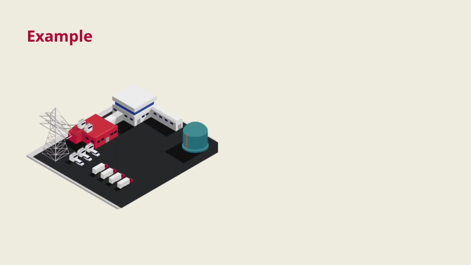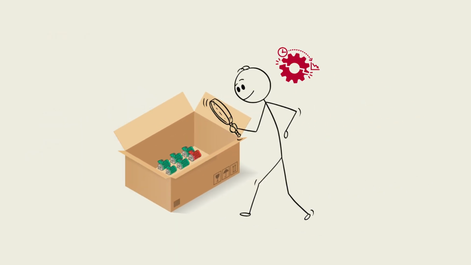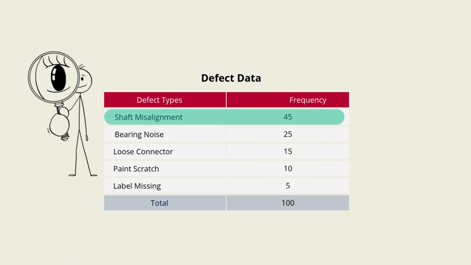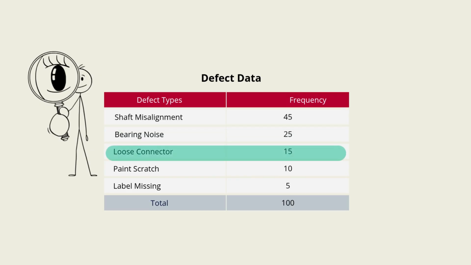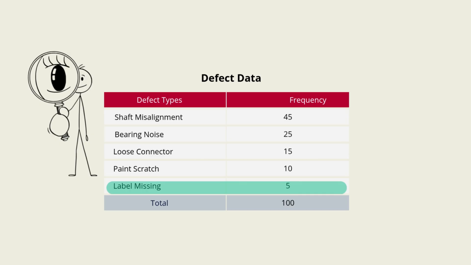Let's look at a real-world automotive example. Imagine you're a supplier producing motor assemblies for an OEM. You notice a high rejection rate and decide to analyze defects for the month. Here's what you find. 45 defects from shaft misalignment, 25 from bearing noise, 15 from loose connectors, 10 from paint scratches, and 5 from missing labels. That's a total of 100 defects.